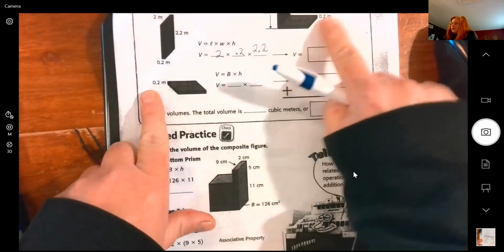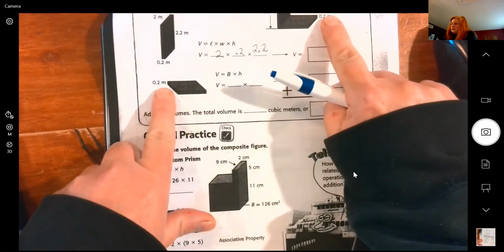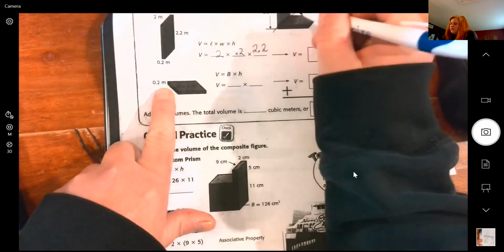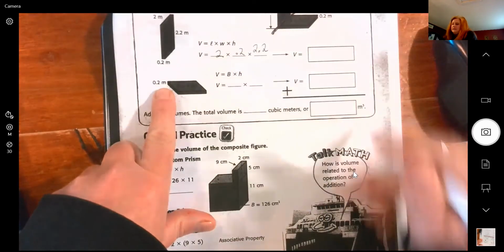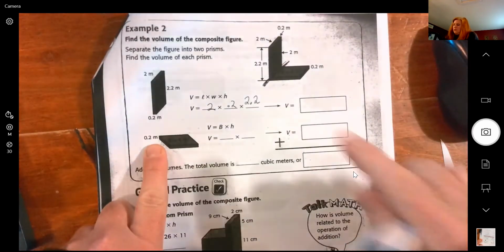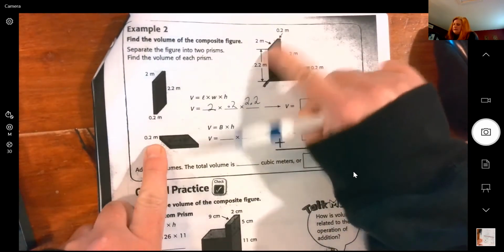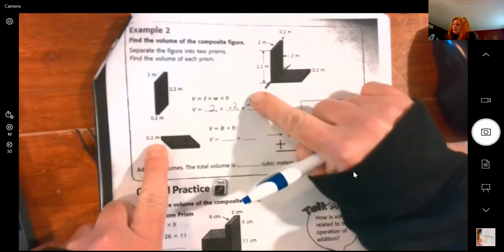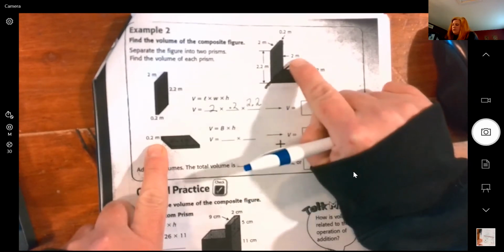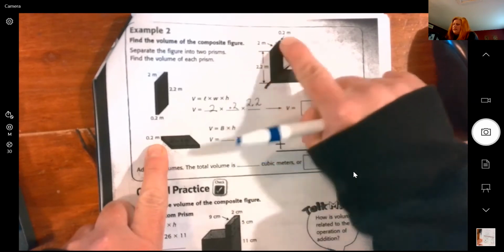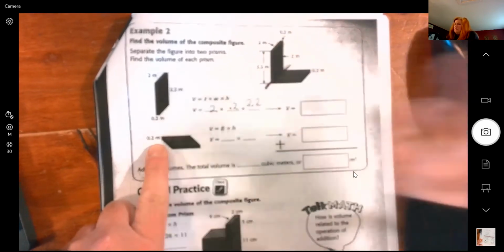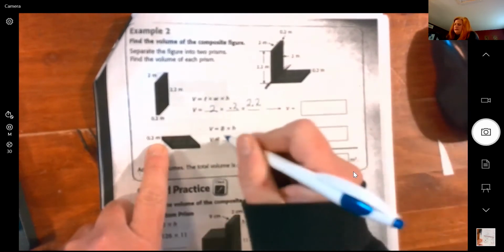Now this one only gives us one little measurement. So I need to know what this is. Well, this is the same as... I don't know why that arrow is pointing there. Oh, there it is right there. This is the same as this because it's a parallelogram. The sides are the same.